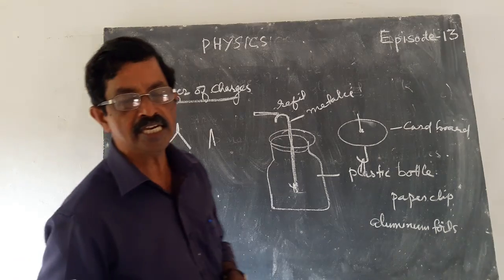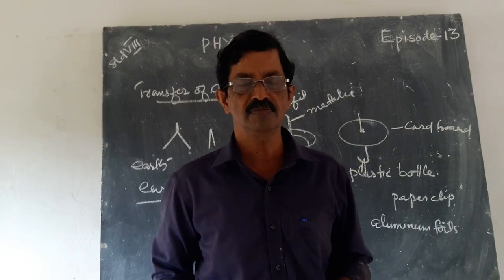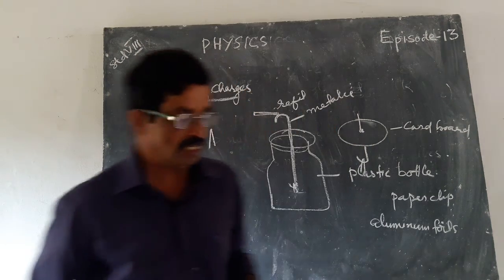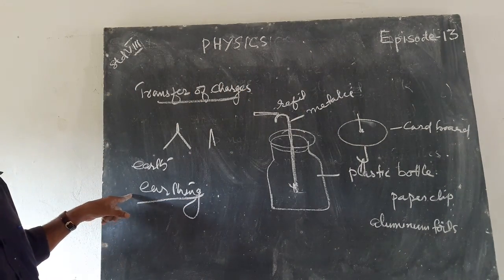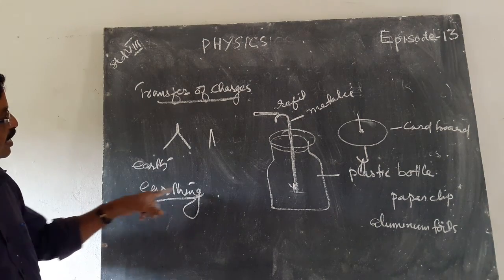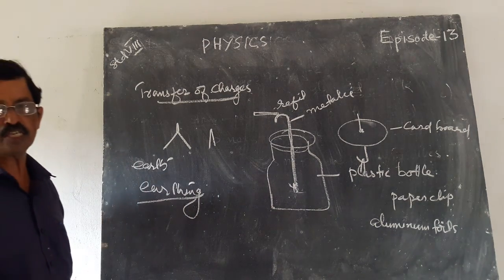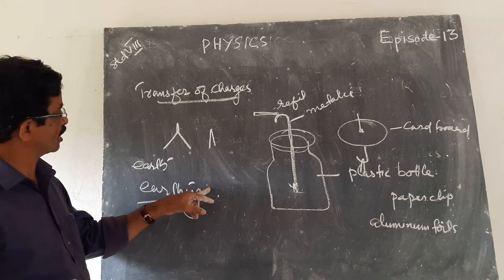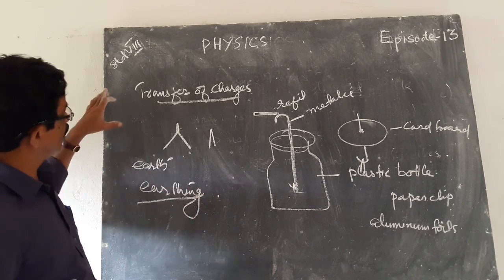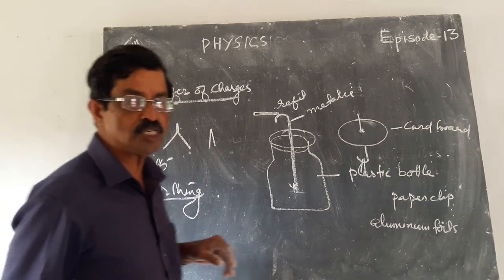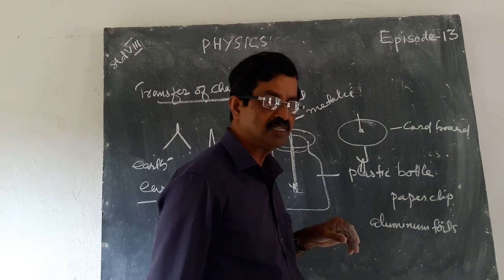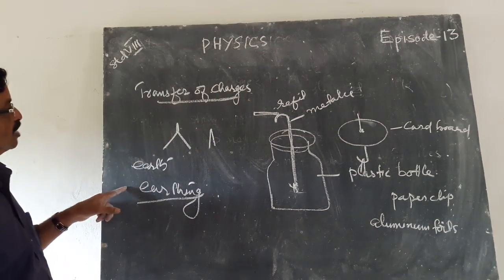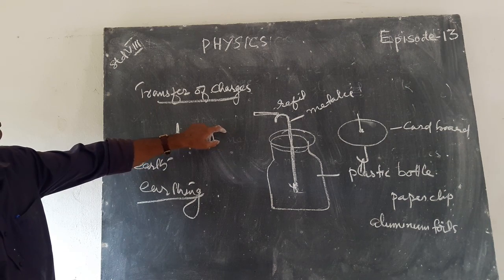Earthing is actually transferring of charge from a body to earth. That means by the process of earthing, we can neutralize the charge of a body and it can transfer to the earth, and this phenomenon is called earthing. Earthing is the process of transferring charge from a body to earth. That is actually what happened here.